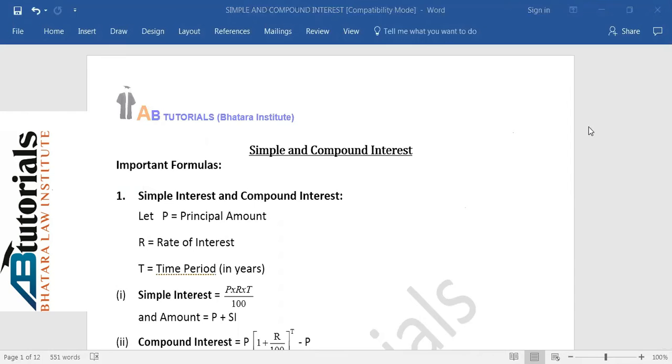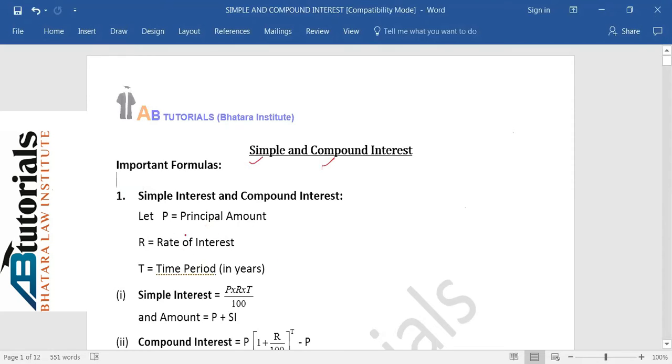Hello students, we are starting with the chapter simple and compound interest, and this is the chapter which depends on percentage. So before starting with the chapter, let's see what actually is the difference between simple and compound interest, because it is very important to understand the difference, otherwise we'll make a mistake while solving the questions.